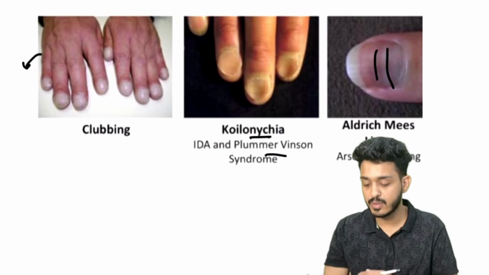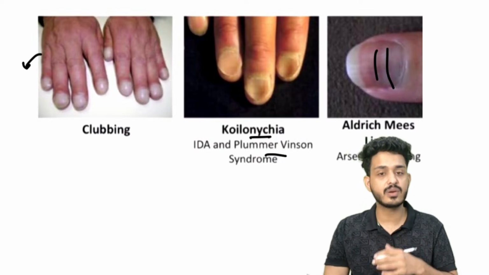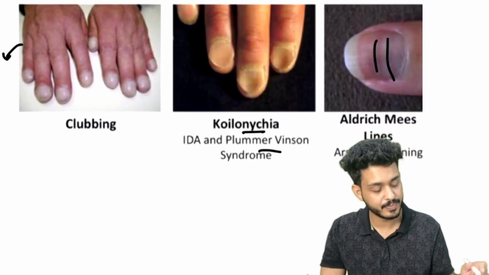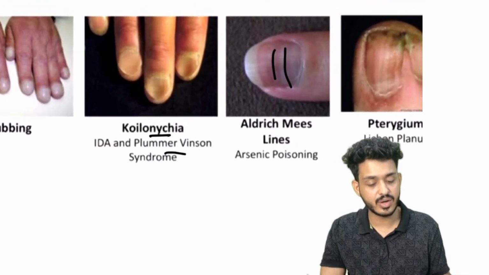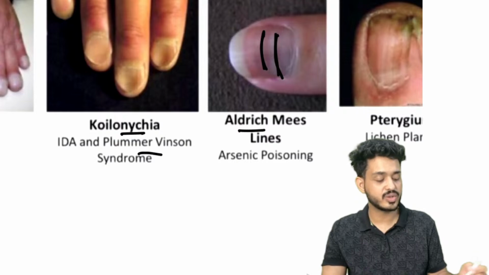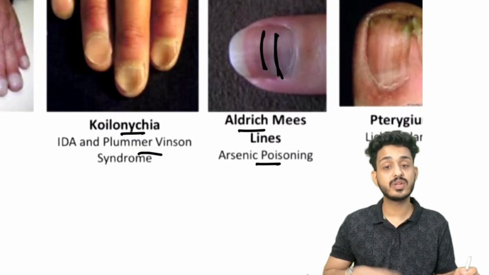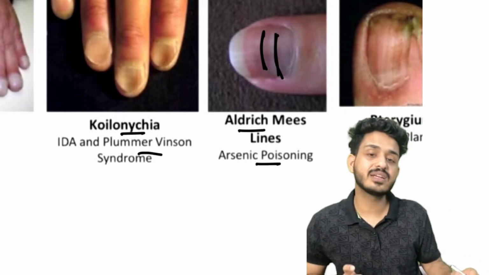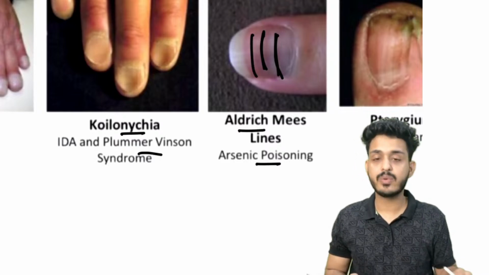What is the triad for Plummer-Vinson syndrome? Try to answer, guys. Okay, so what is Eldridge-Mees lines? These are basically horizontal lines that you will be finding in which poisoning? Arsenic poisoning. Okay, arsenic poisoning, you will be having this type of horizontal lines.